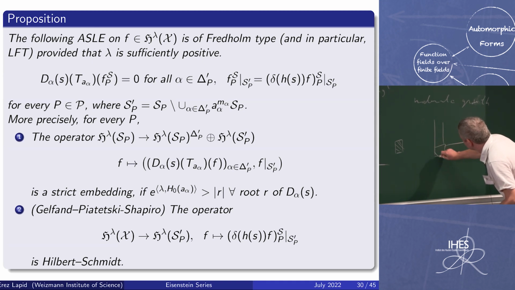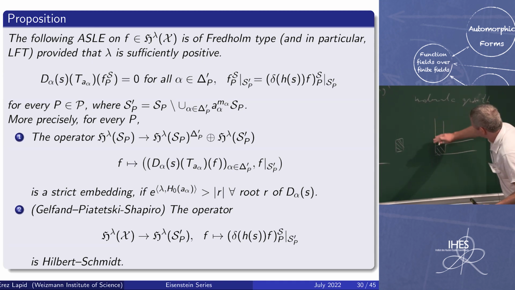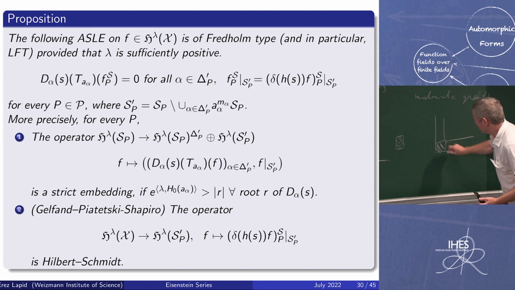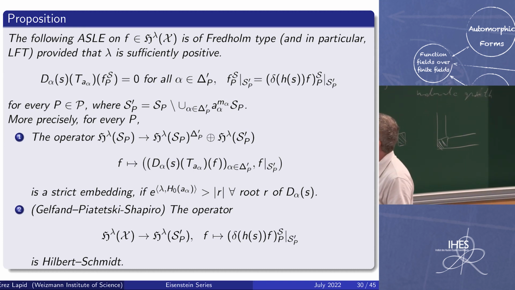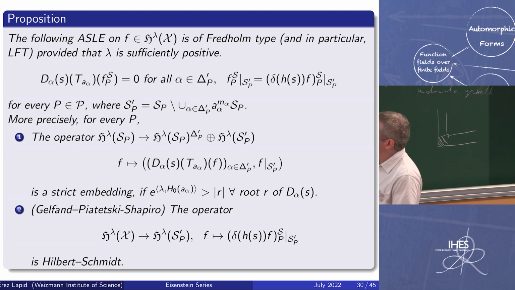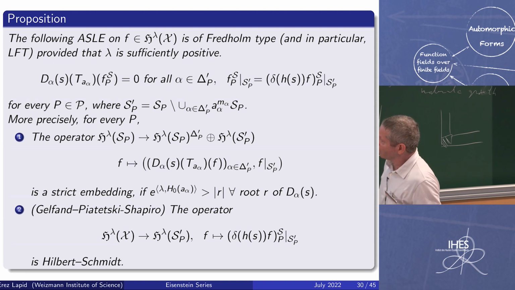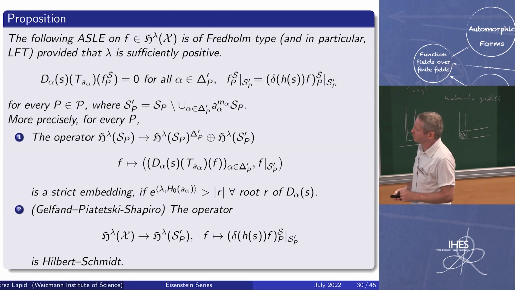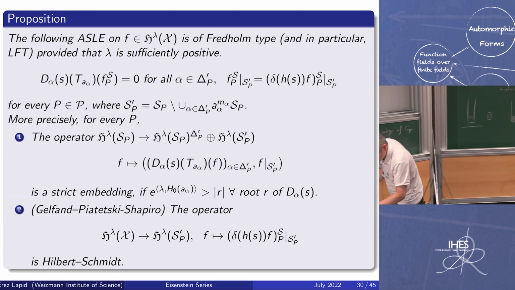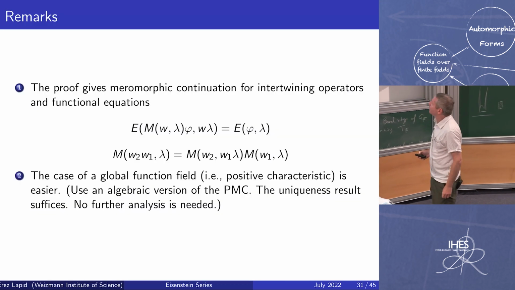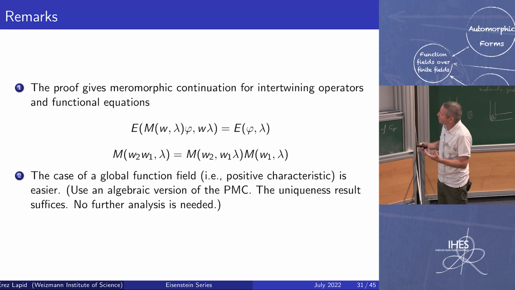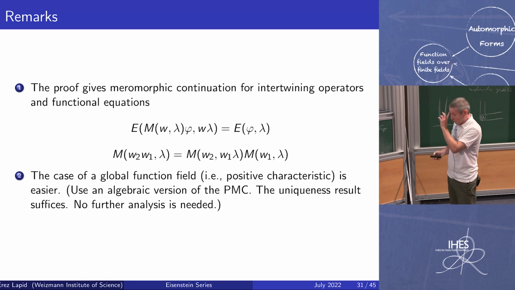So this is just this space, right? I remove the translate here and the translate here. But this is just in the center of the P. Okay, and then the claim is that the same thing happens, that you have a strict embedding and Hilbert-Schmidt. I think you've seen enough, and if not, you can look at my notes. And let me just finish the story about Eisenstein series.